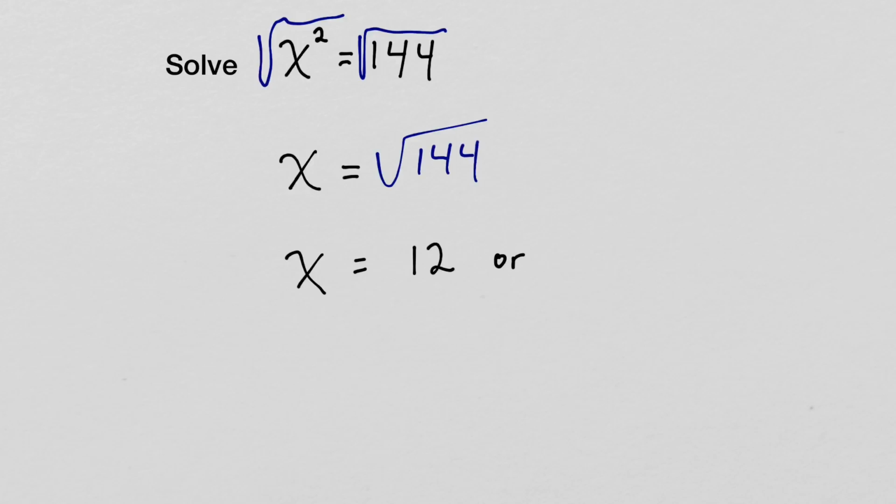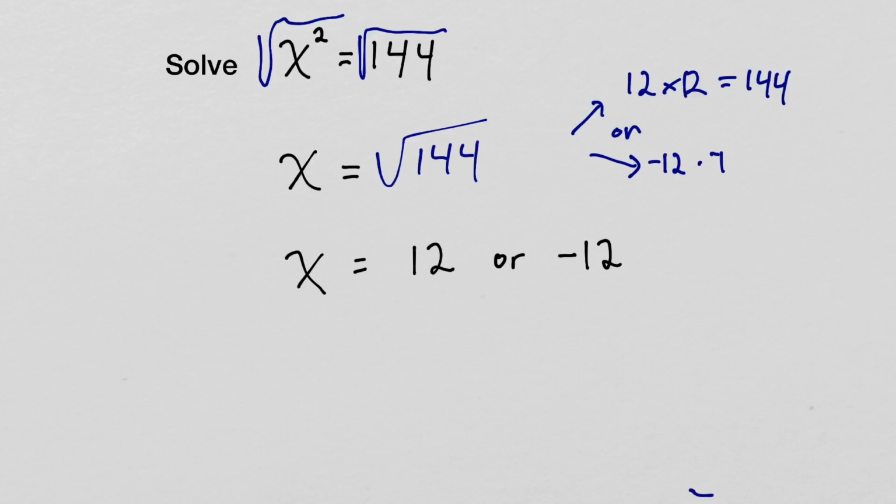Remember what happens when you have two negative numbers being multiplied by each other? They become positive. So with our 144, you can either go 12 times 12, which is 144, or you can say negative 12 times negative 12 is 144. So we have two possible solutions to get 144, both positives and both negatives.